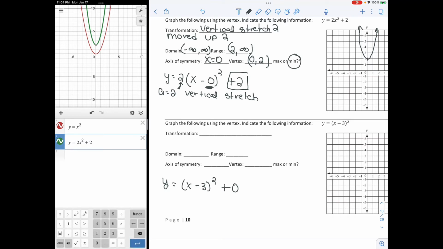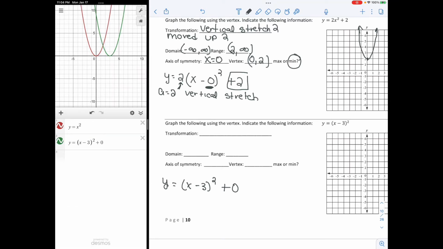Okay, so here, our vertex, we can see that something now is going on inside the parenthesis. And it's going to move it up or down 0, right? Because k is 0. So let's see what the transformation is by graphing it. We're going to keep y equals x squared. And then we have to use parenthesis on this: parenthesis x minus 3, close parenthesis squared. And then you don't have to put the plus 0. I'm just doing it. Okay, so our red is our original, that's our parent function, and green is the new one.